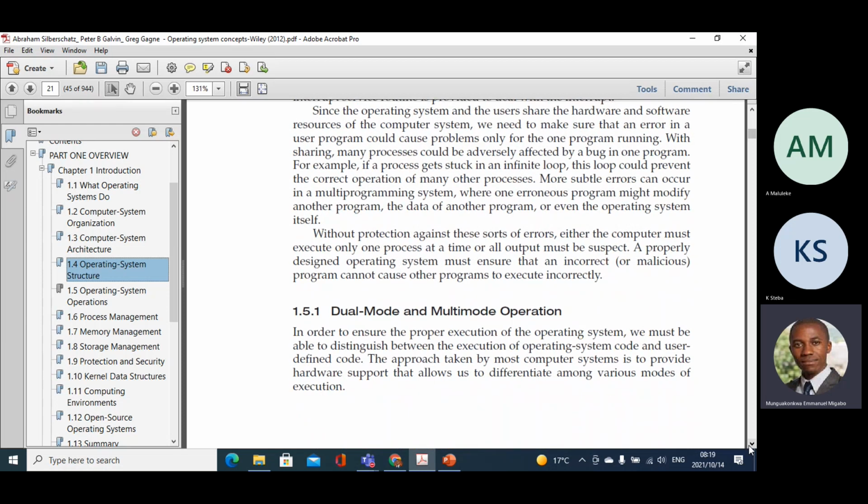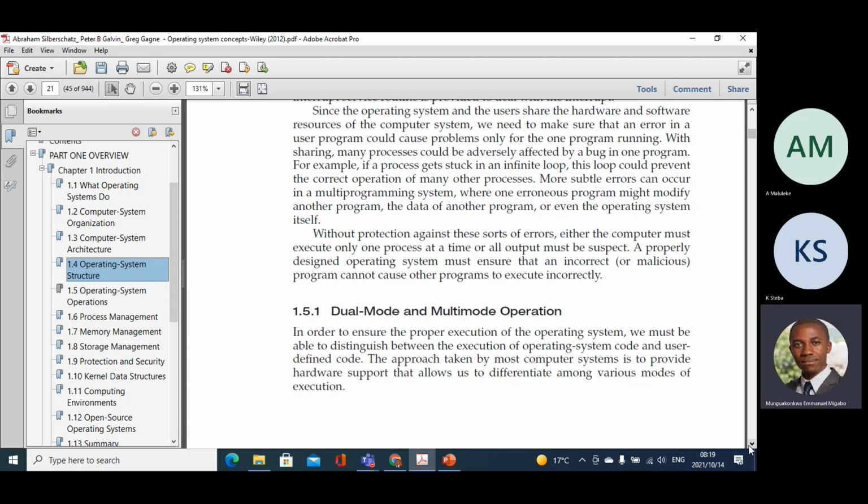Now, 1.5.1, dual mode and multi-mode operation. When it comes to operations of the operating system, it can be classified as dual mode or multi-mode. In order to ensure the proper execution of the operating system, we must be able to distinguish between the execution of operating system code and the user-defined code. That's very important. What does it mean?